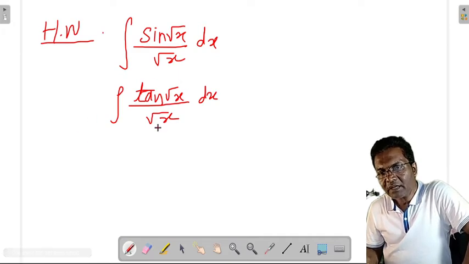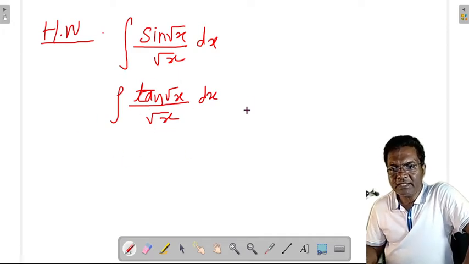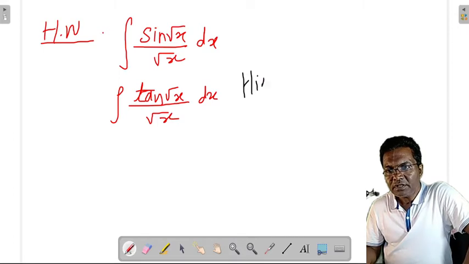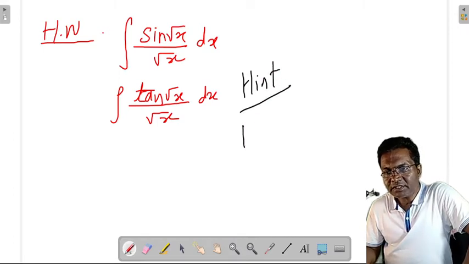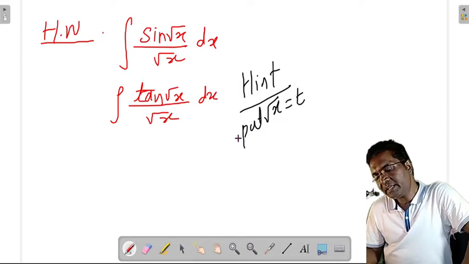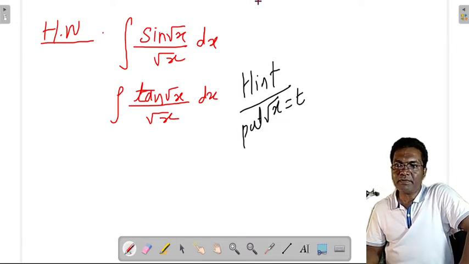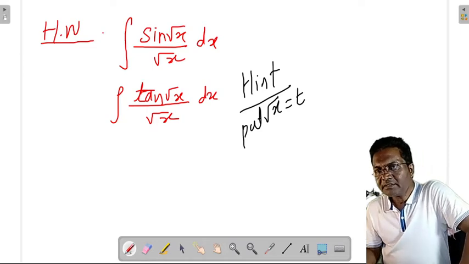Another one: tan of root x by root x dx. The hint is that you have to make the same substitution, that is, put root x equals t. Please work these two examples. Let's have another example.